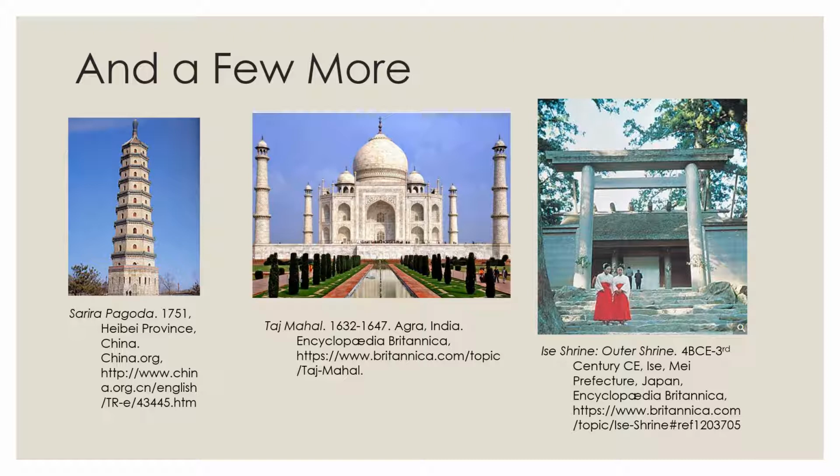Next, we have the Taj Mahal. It was built in the 17th century by the Emperor Shah Jahan as a monument to his deceased wife, Mumtaz Mahal. This monument was built in memoriam, so its religious aspect is a little different, but it too pays homage to something that is highly revered.